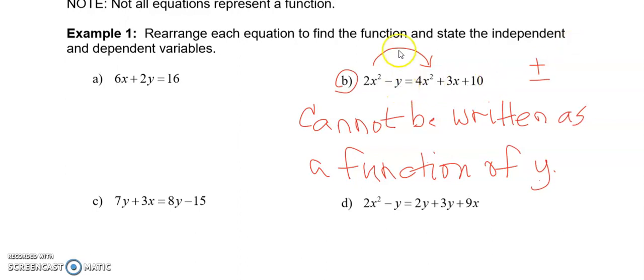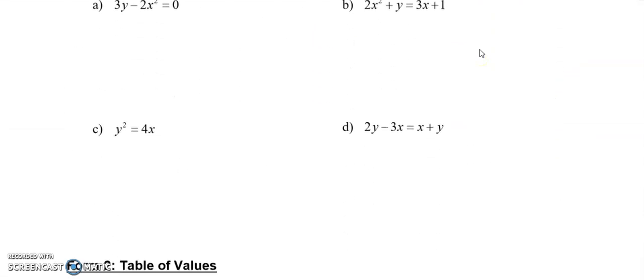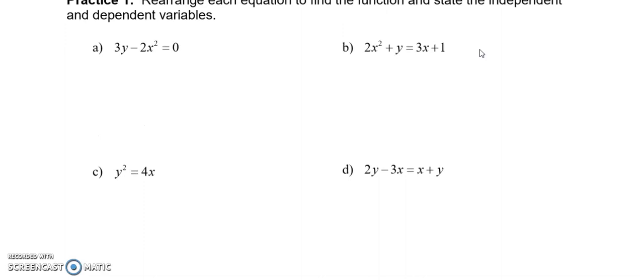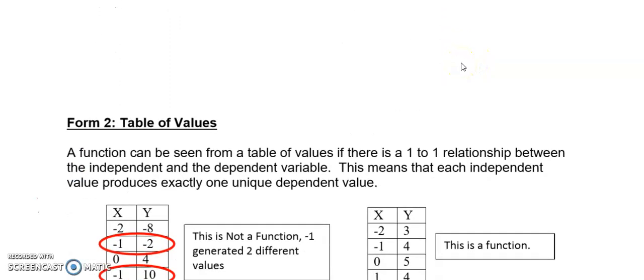Now, I'll leave C and D for you to try, and also practice number 1 on the next page. You can try those as well. They're all relatively straightforward. Make sure you check the solutions in D2L as you do these.